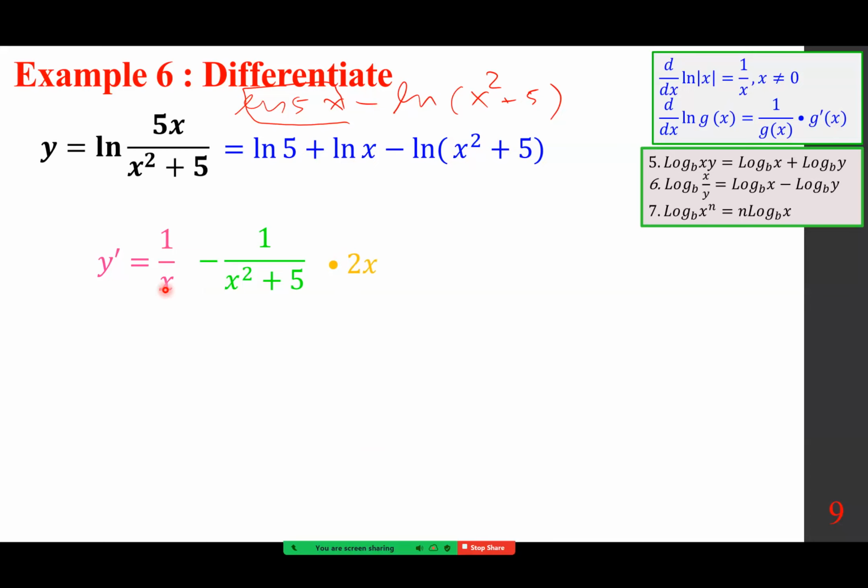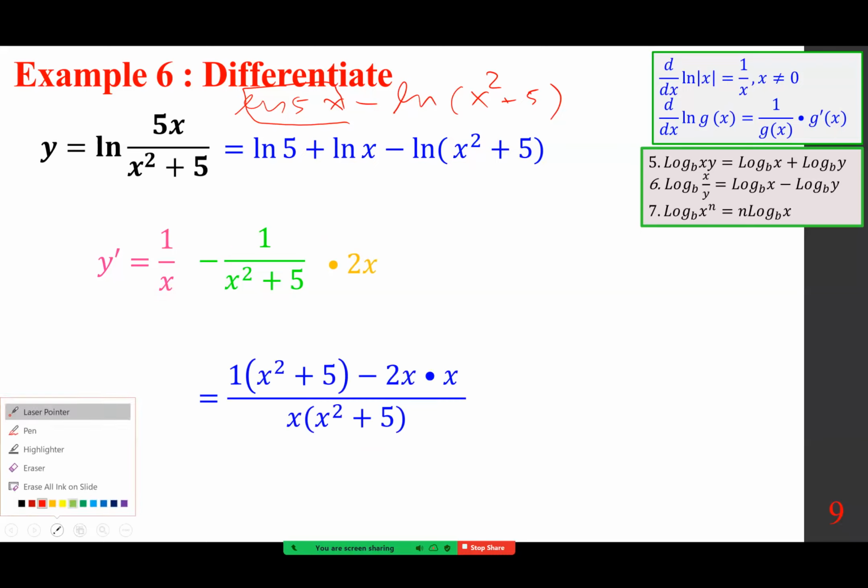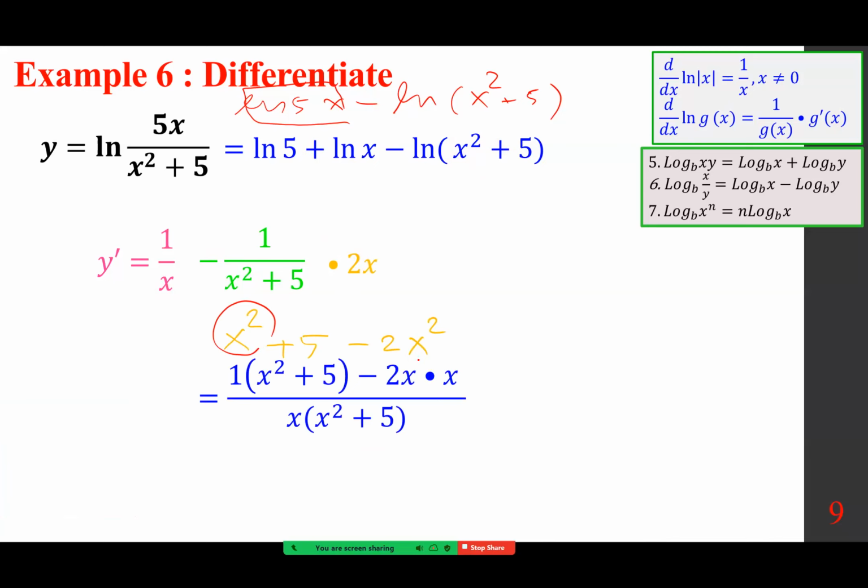To combine the two, we take a common denominator of x times x squared plus 5. This becomes 1 times x squared plus 5 minus 2x times x in the numerator, which becomes x squared plus 5 minus 2x squared. Now we can combine x squared and minus 2x squared into minus x squared, and that's the final answer.